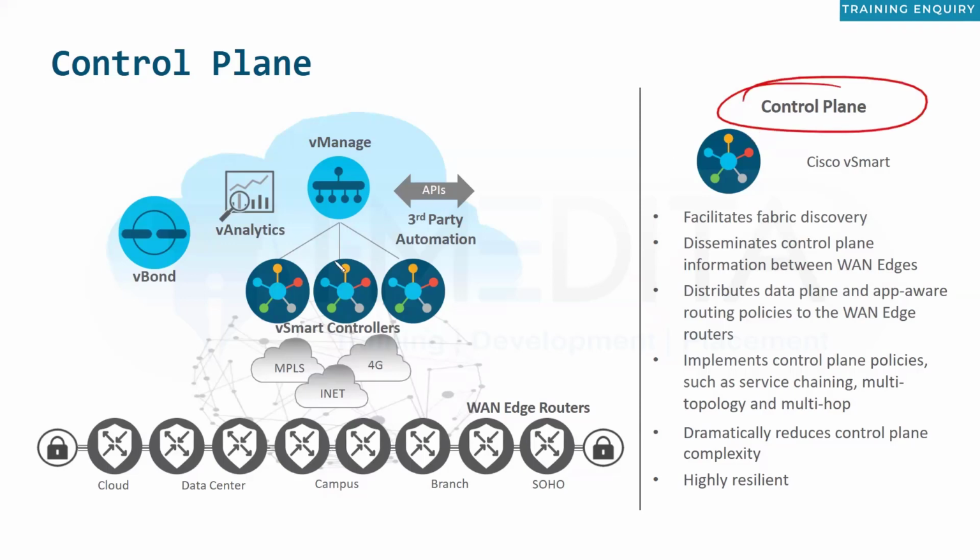So the control plane, as I told you, vSmart controllers are known as the control plane. Now you are going to have a centralized control plane. You have your control plane offloaded from your WAN edge router to the vSmart controllers. So remember that the vSmart controllers will facilitate the fabric discovery.